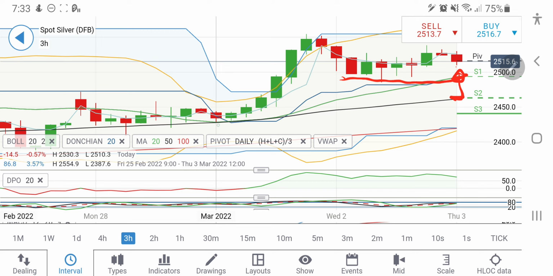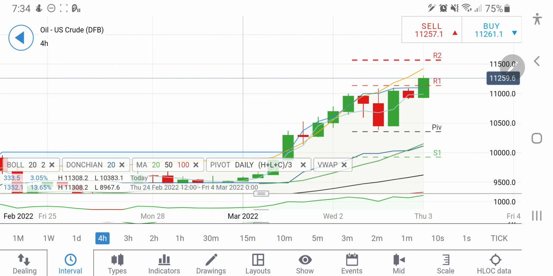Now let's have a look at crude oil. Oil is not slippery at all. This is continuously rising, and right now trading at 111.60 levels with the support at around 110.8 dollar levels. You can see here, 110.80 levels definitely should be a support.